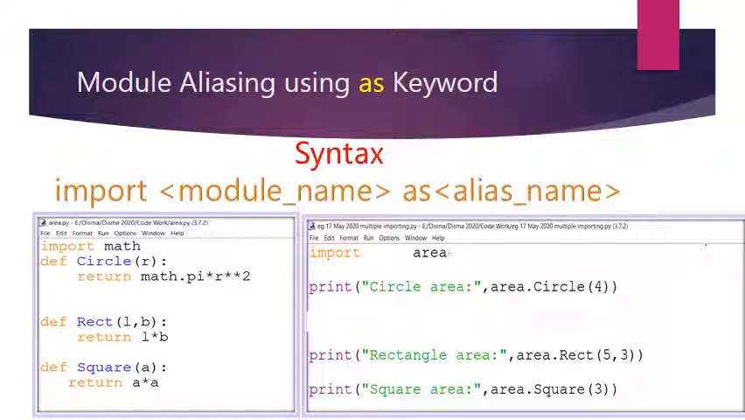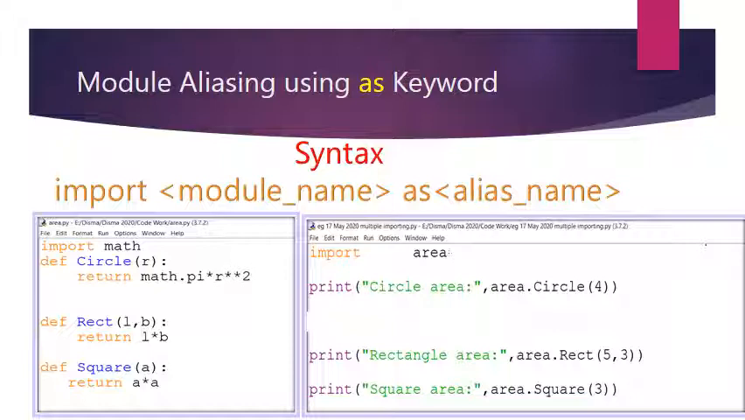Sometimes our module name might be very lengthy, and if we want to access the elements or functions inside that particular module, we always have to use the module name dot the function name or attribute name or anything like that. So to avoid lengthy module names being used repeatedly, we can use this particular method.